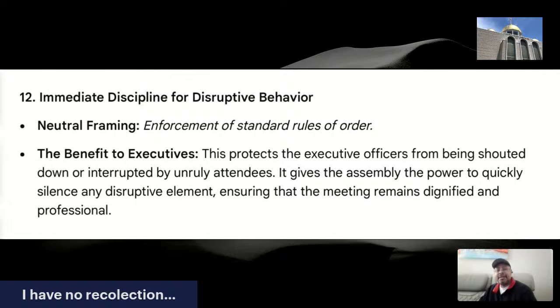Immediate discipline for disruptive behavior. I think this is self-explanatory. This protects the executive officers from being shouted down or interrupted by unruly attendees. Yeah, self-explanatory. We don't anticipate anybody getting out of character, but it does happen.